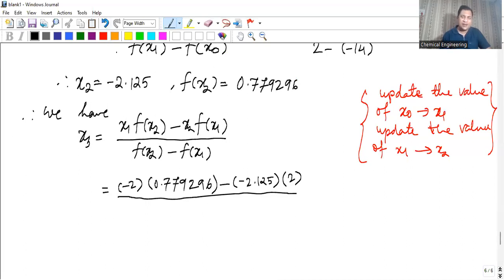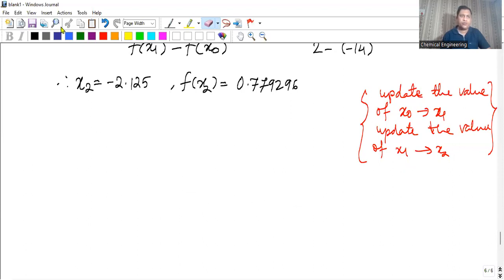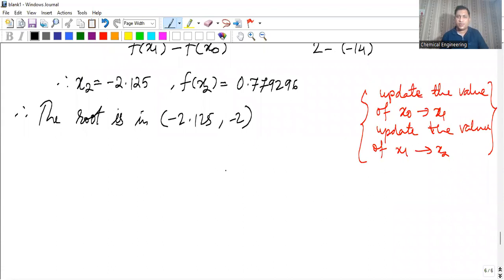If you are going with the interval, then we have to write it like this. So every time you have to write with the interval. There will be no difference in calculation. So we can say the root is in -2.125 and -2. Is that okay? Are you getting this?